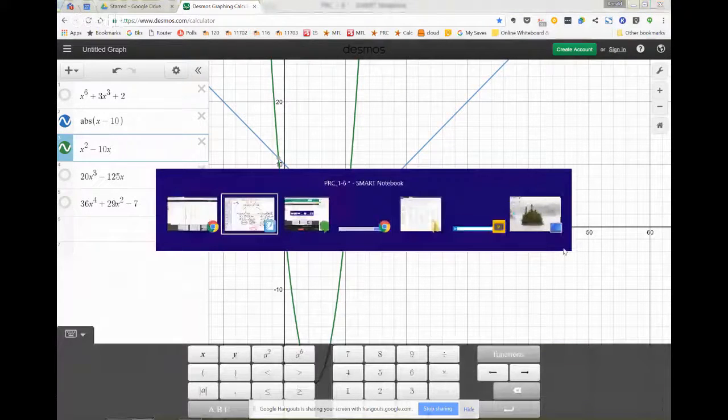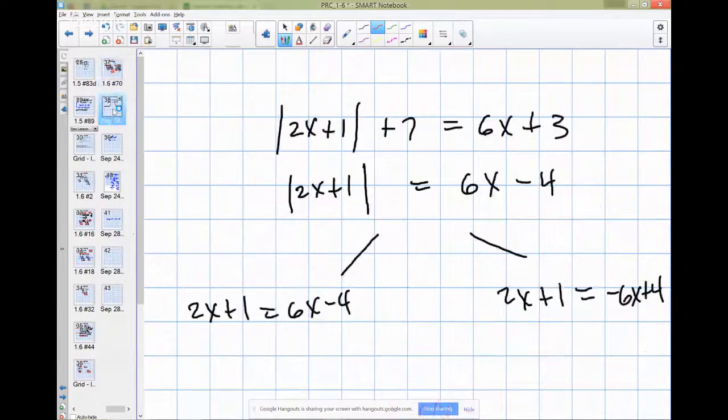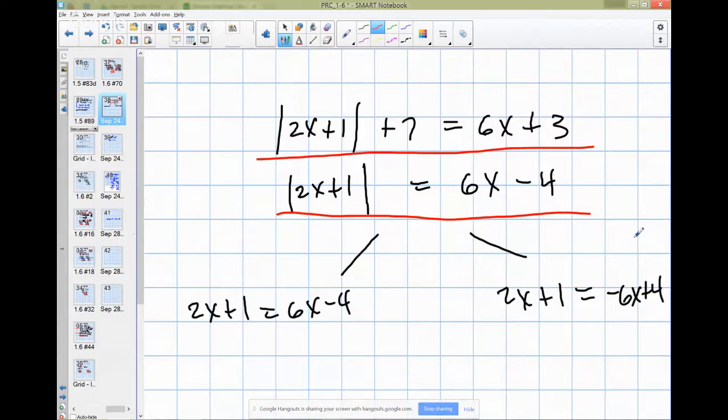Back to our, let's see what else. Yeah, I just wanted to show you this. And this is not a problem on the assignment, but what happens when a problem looks like this? The only difference here is, do you see how the absolute value is not alone? You know what I mean? It's the absolute value of x plus 1, and there's a plus 7 there. You've got to get that plus 7 out of there first. So here I've just subtracted 7 from both sides. Now we've got the absolute value alone.